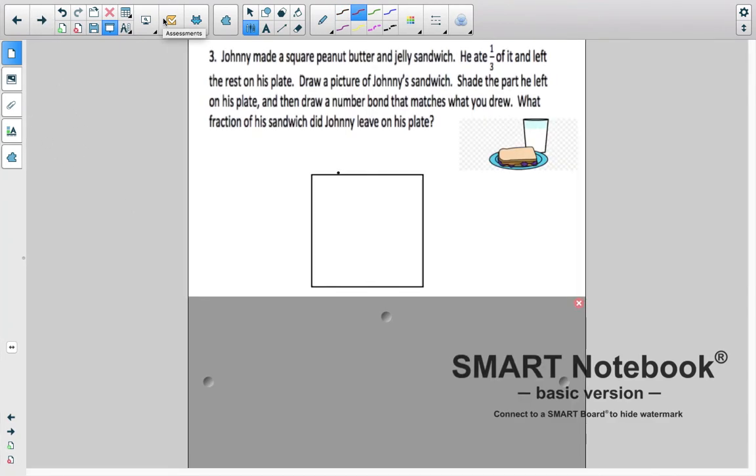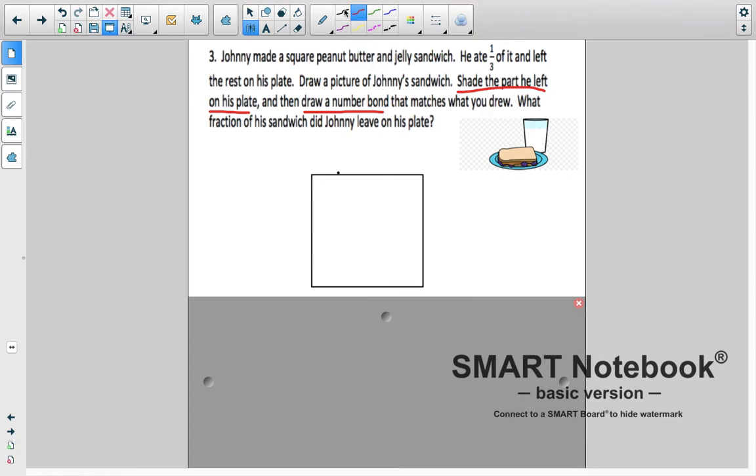All right, that was a little tricky. Okay, so let's read the directions. It says, Johnny made a square peanut butter and jelly sandwich. He ate 1/3 of it and left the rest on his plate. Draw a picture of Johnny's sandwich. Shade the part he left on his plate. I'm going to underline that because it's very important. Shade the part he left on his plate. And then draw a number bond that matches what you drew. What fraction of a sandwich did Johnny leave on his plate?